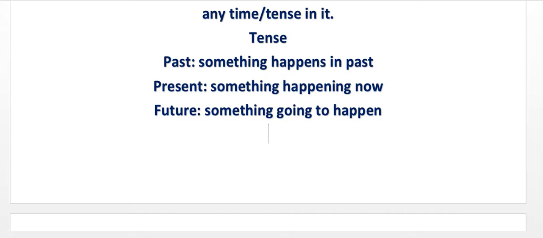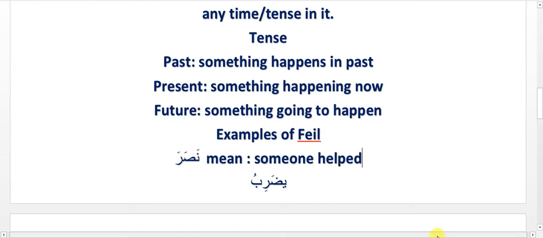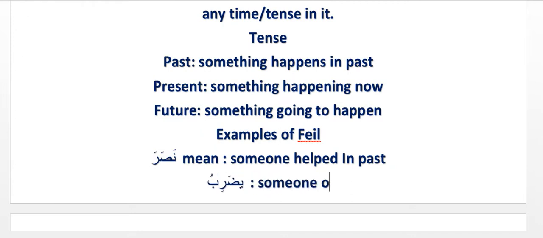Let me give you examples of fail in Arabic. Nasara, and we have Yazribu. Nasara means someone helped in past. And what meaning of yazribu? Someone is helping now.